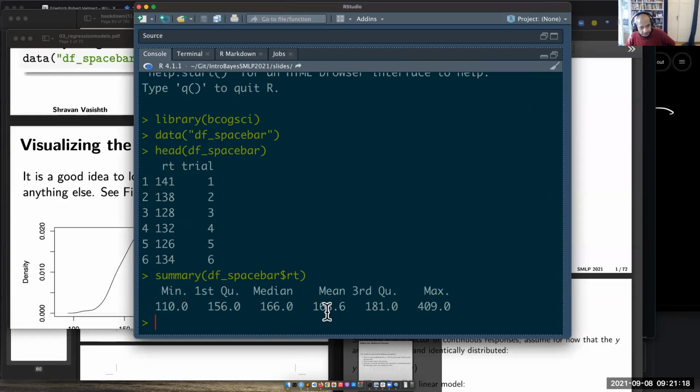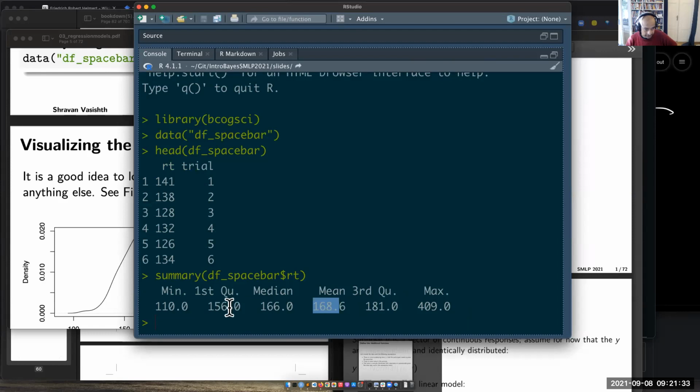I want you to also notice that this distribution is highly skewed, right? If you're an experienced modeler, if you just look at these summary statistics, you know that there's a huge skew in this data. How do I know that? The mean is 168. The minimum is 110.